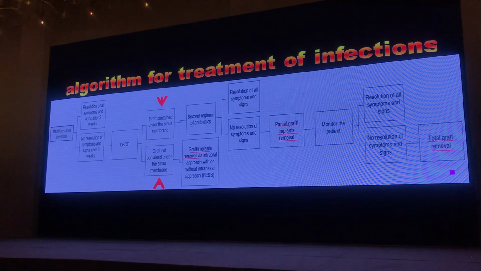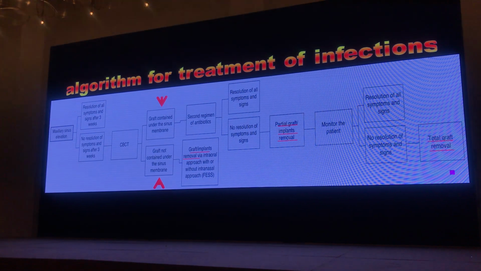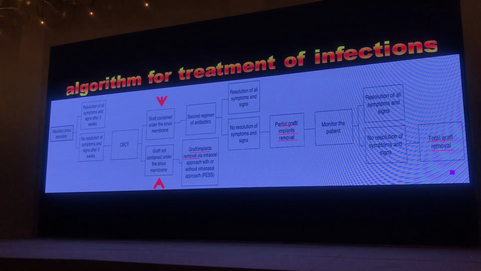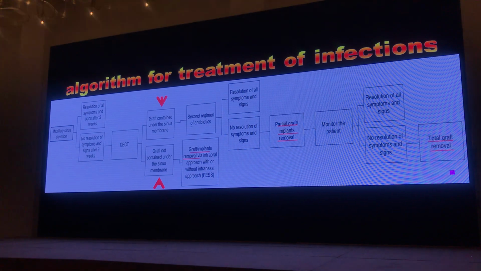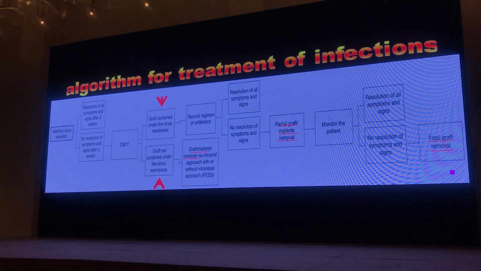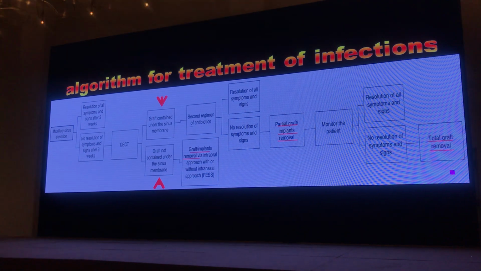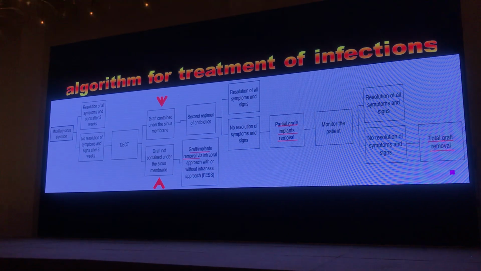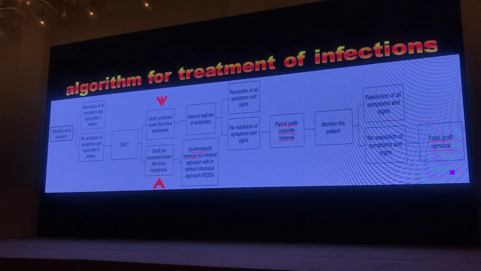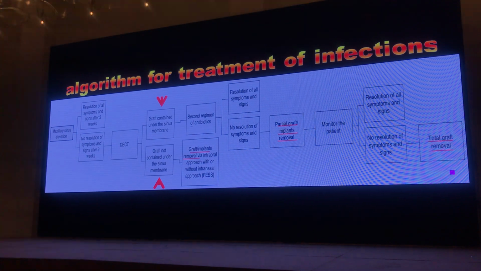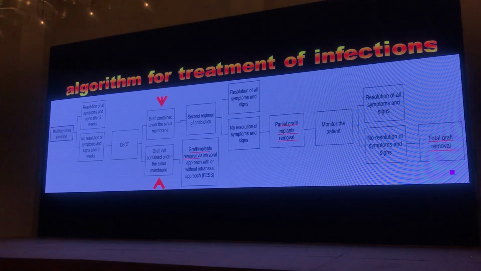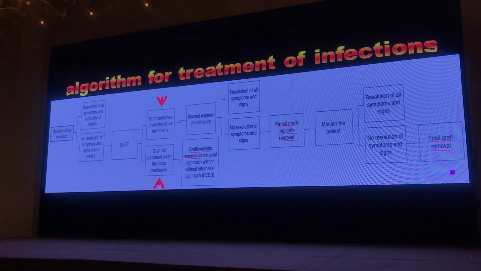If the graft is contained, you can try antibiotics again. Either it gets better or it doesn't. If it doesn't get better, you can do partial graft removal. If that works, fine. If not, you have to take everything out. However, if you take a CT scan and the graft is not contained, it's automatic that you're going to clean everything out because you're not going to make this better with antibiotics.